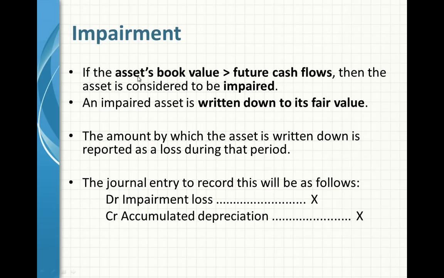Always you should see whether the asset book value is greater than the future cash flows or not. The asset book value should be greater than the future cash flows we get. And the entry is also important: impairment loss account debit, accumulated depreciation credit.